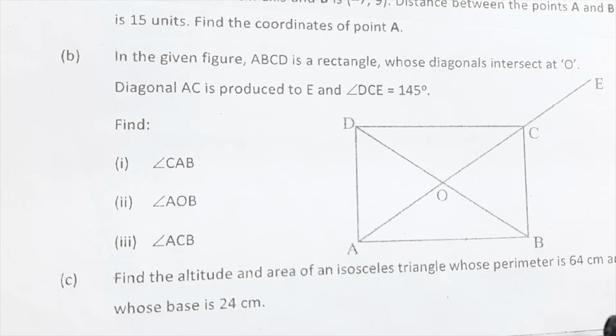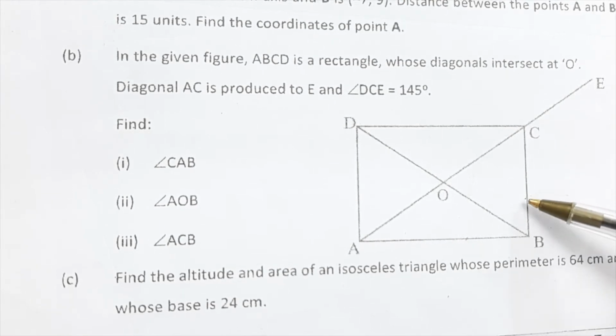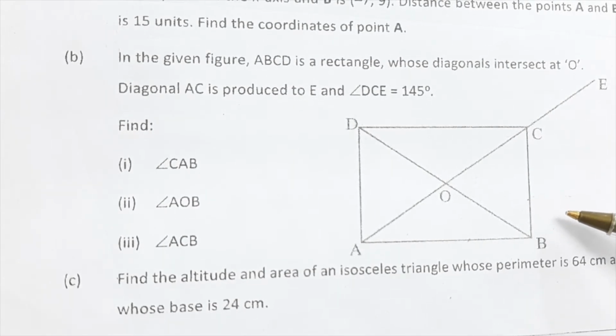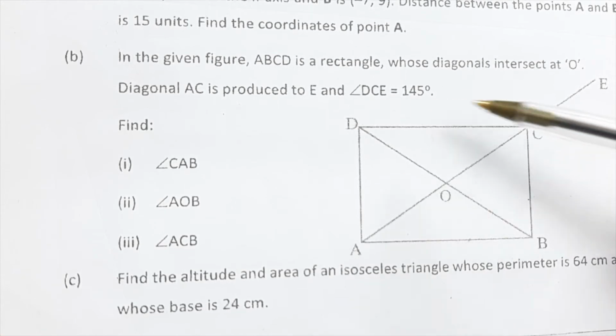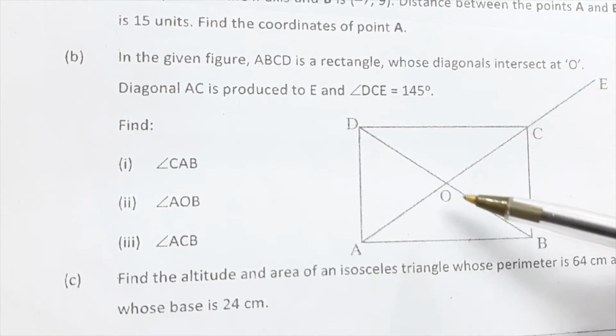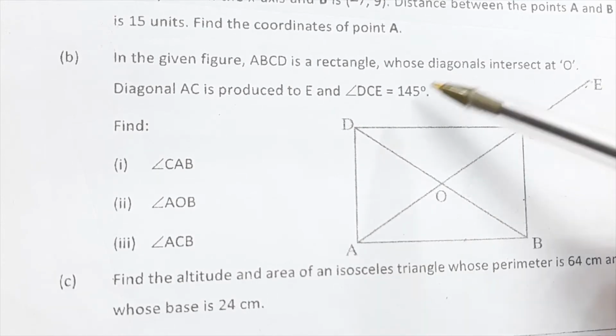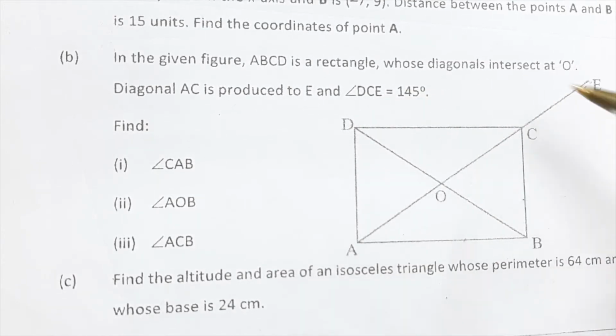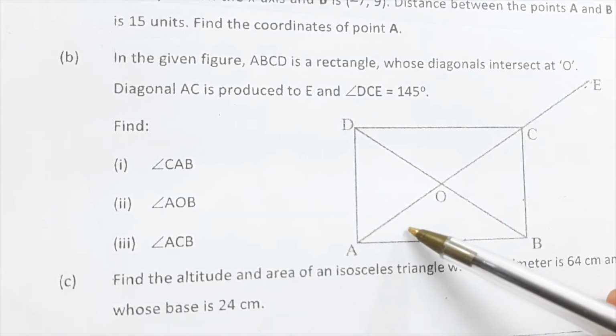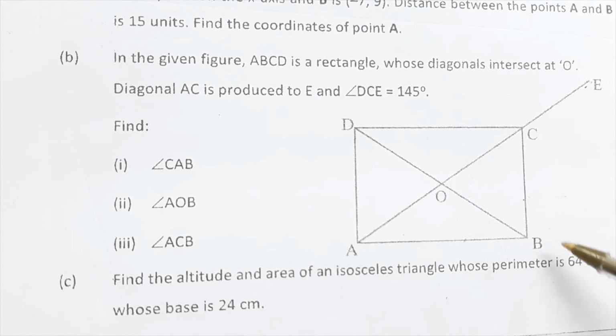Question 4b is a geometry diagram, this one. Let us read it. In the given figure, ABCD is a rectangle whose diagonals intersect at O. Diagonal AC is produced up to E, and angle DCE is 145. Find angle CAB, that is this one, AOB, that is this one, and ACB, that is this one. Okay, so first of all, we'll need to draw the diagram.